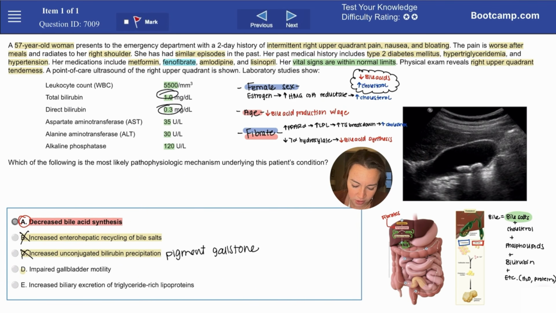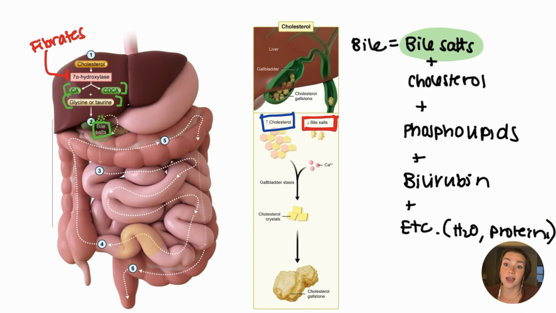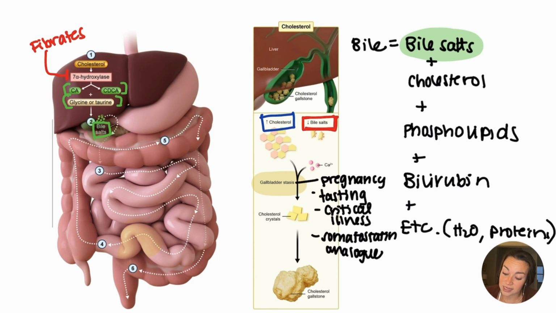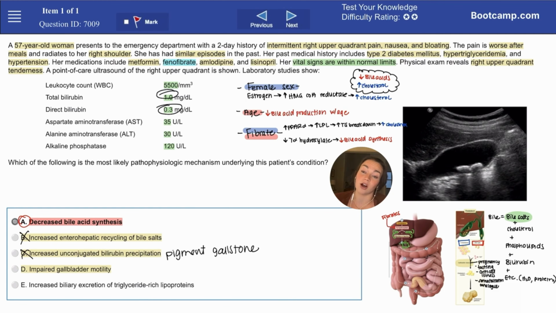Our next incorrect answer choice is impaired gallbladder motility. And yes, gallbladder stasis can contribute to gallstones. When the gallbladder is very still, all of that dissolved cholesterol can precipitate out of solution. So yes, this is a theoretical correct mechanism for gallstones. Problem is this patient has no risk factors for gallbladder hypomotility. Our risk factors for biliary stasis are pregnancy, fasting, critical illness, you'll see this a lot, and somatostatin analog medications. The risk factors for gallstones that our patient has don't cause gallstones via that mechanism.